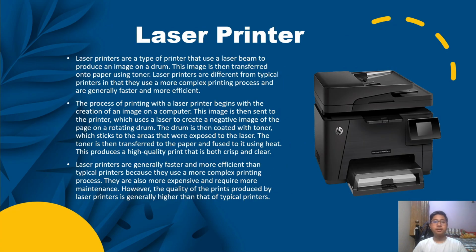Laser printer. It is a type of printer that uses a laser beam to produce an image on a drum. The image is then transferred onto paper using toner. They are different from typical printers in that they use a more complex printing process and are generally faster and more efficient. The process of printing with a laser printer begins with the creation of an image on a computer. This image is then sent to the printer, which uses a laser to create a negative image of the page on a rotating drum.